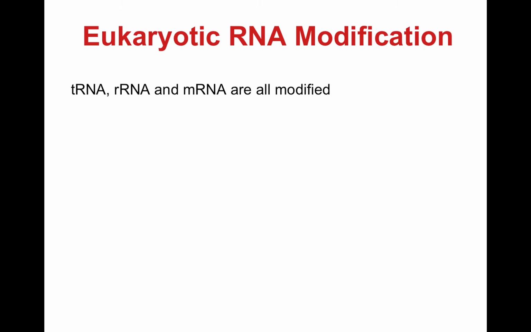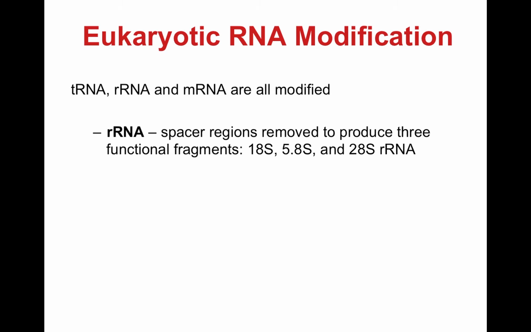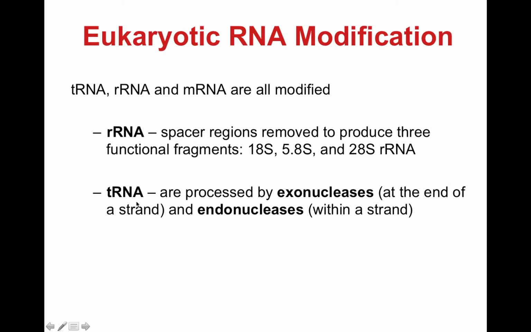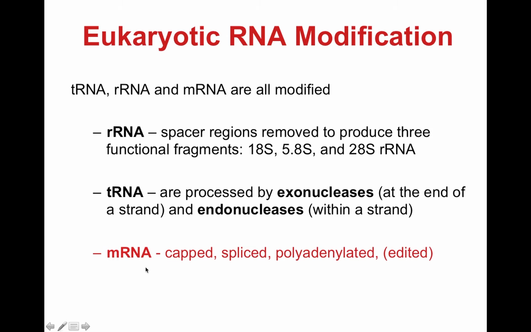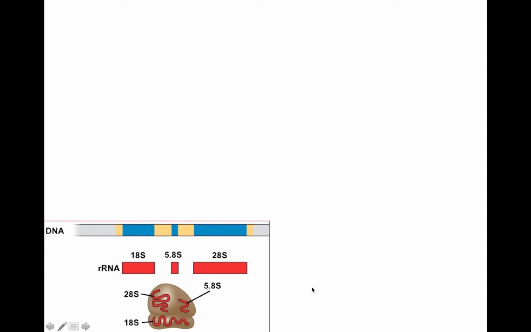tRNAs, ribosomal RNAs, and messenger RNAs are all modified. Ribosomal RNAs have spacer regions removed to produce 18S, 5.8S, and 28S ribosomal RNAs from the same transcript. tRNAs are processed by exonucleases at the ends of a strand and endonucleases within a strand. Messenger RNAs are capped, spliced, and polyadenylated, and also sometimes they're edited.